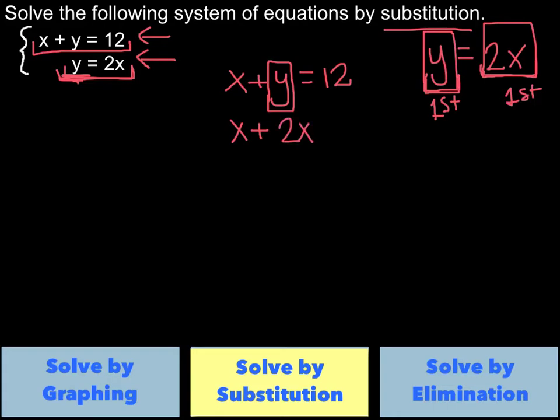So I rewrite the first equation with the y substituted in. X plus 2x equals 12. And then I can solve that.